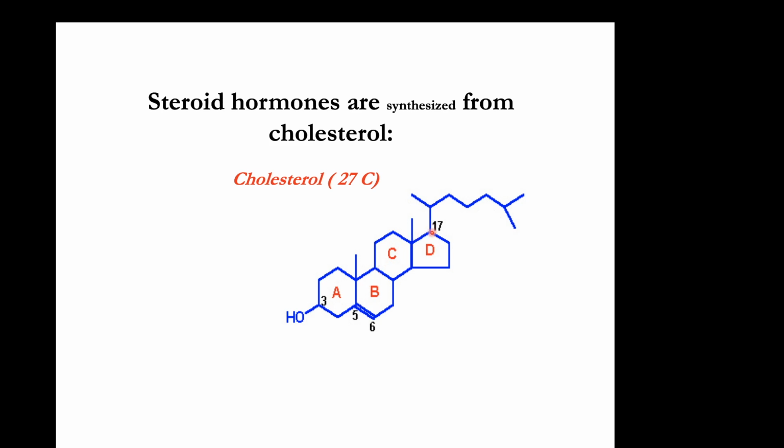There is a side chain at carbon number 20. This is 18, 19. Along with that, there are 3 hexagonal rings and 1 pentagonal ring. All these rings are fused together to make the steroid nucleus. Whether it is vitamin D, any steroid hormone, or cholesterol, all contain these 4 fused ring structures.